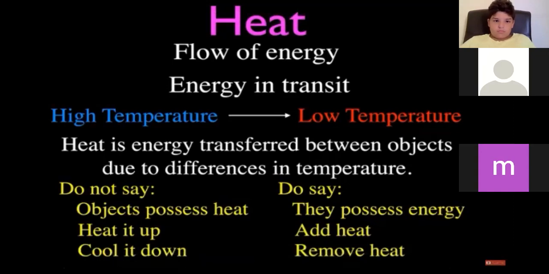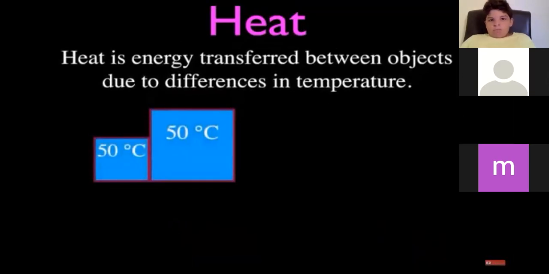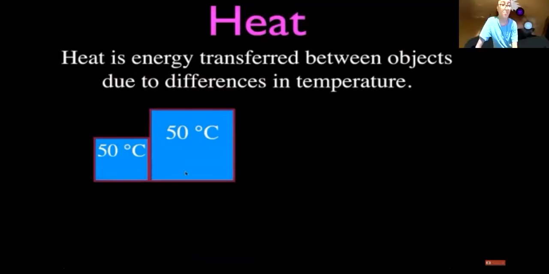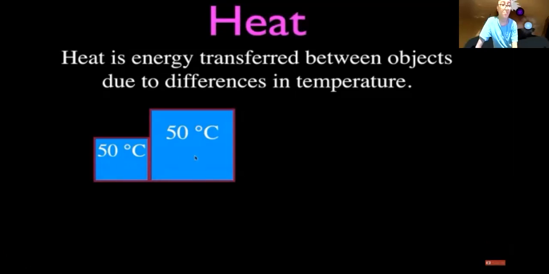Heat is the flow of energy from high to low temperature. Now we said that in order for heat to be transferred from one object to another, there has to be a difference in temperature. So here we have two objects. One is a larger object and one is a smaller object. Now you might think the energy might flow because this one is much bigger, but heat will only flow when there's a difference in temperature.